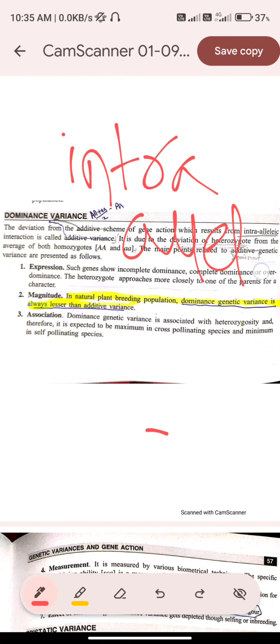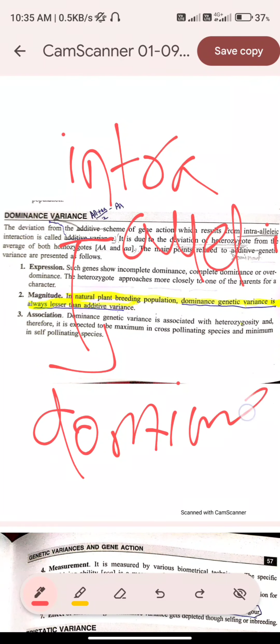Intra-allelic interaction. And additive variance is also due to intra-allelic interaction. Both are due to intra-allelic interaction only. Here you can correct: here they have written additive genetic variance, it is dominance variance.